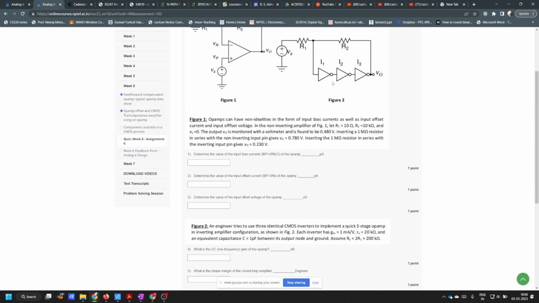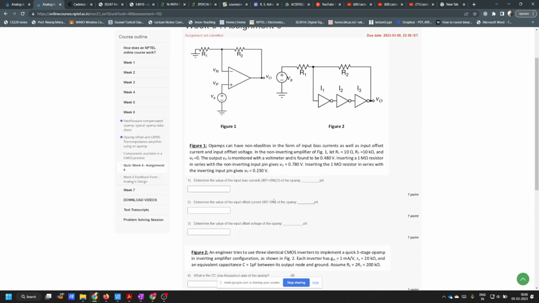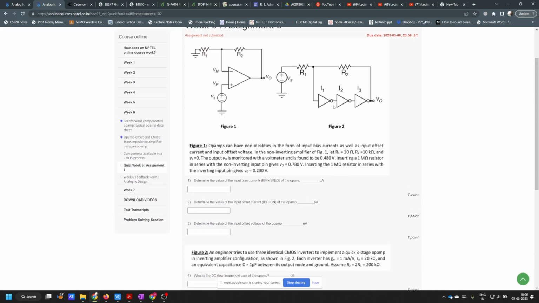See, a capacitor of 1 picofarad. But I don't think this capacitor will change the location of the other two poles. It will only change the location of the first pole because this is not a Miller compensation. This is only a dominant pole compensation.